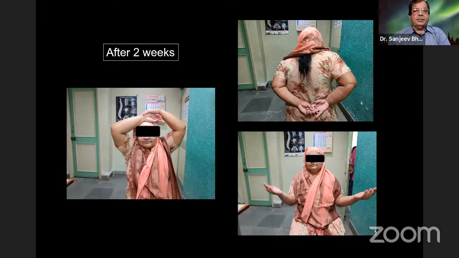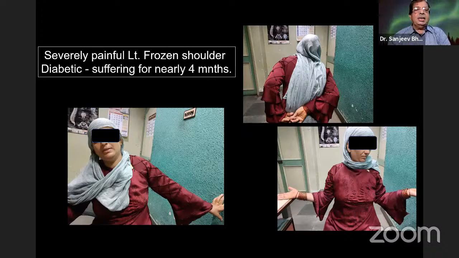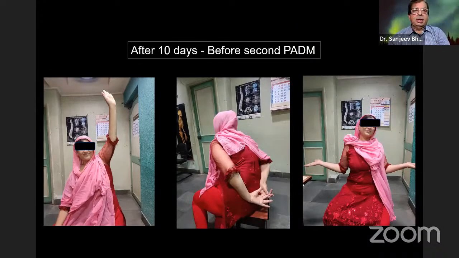See, this is a second severely painful left frozen shoulder. She was diabetic and she was suffering for nearly 4 months. She was not allowing me to touch her hand also. It was so severely painful. And after 10 days, you can see the smiling patient with nearly near full good range of movement.